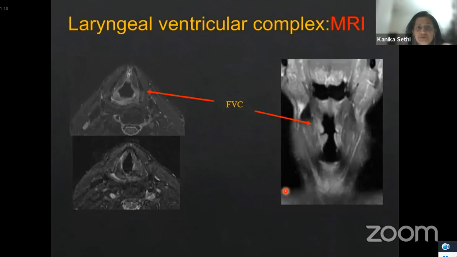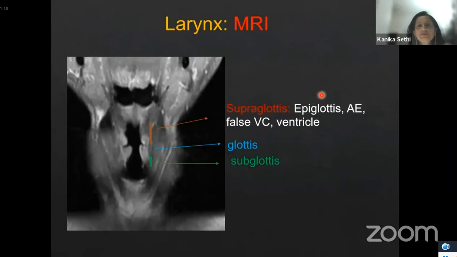The same thing, that's how you see it on an MRI: the false cord, then the laryngeal ventricle, and that's the true cord. So what forms the supraglottis? You have the epiglottis, the periepiglottic folds, the false vocal cord, and then the ventricle. These are all the parts of the supraglottis. Then you have the laryngeal ventricle here. Below that you have the glottis, almost 5 millimeters in superior-inferior dimension, and below that you have the subglottis.